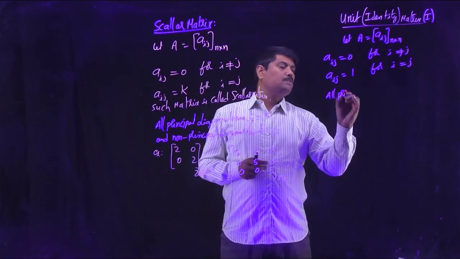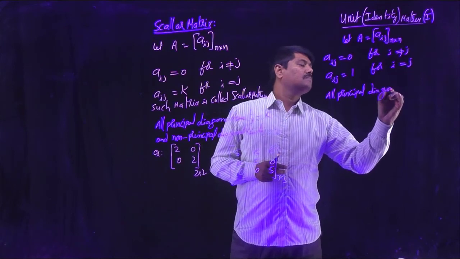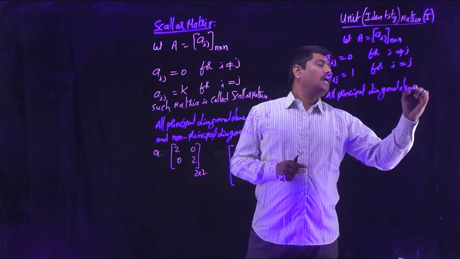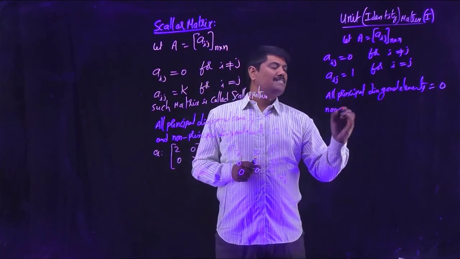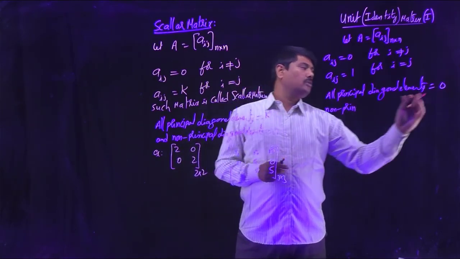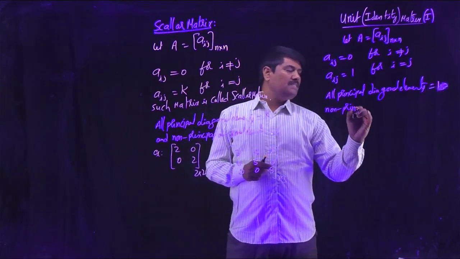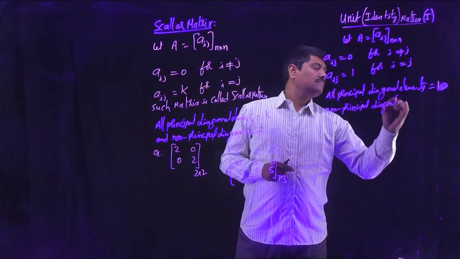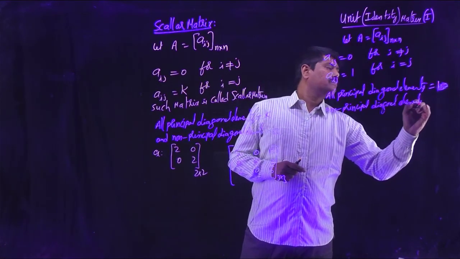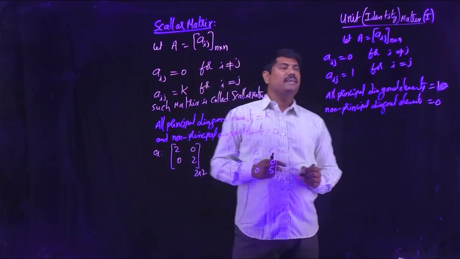All principal diagonal elements equal to 1, and non-principal diagonal elements equal to 0. That is the concept we discussed here.